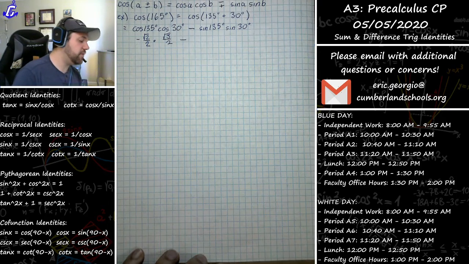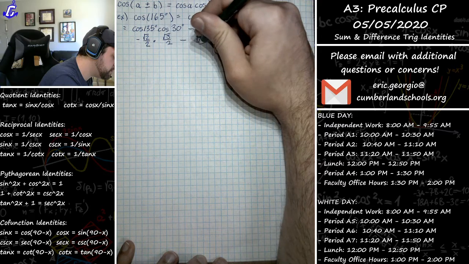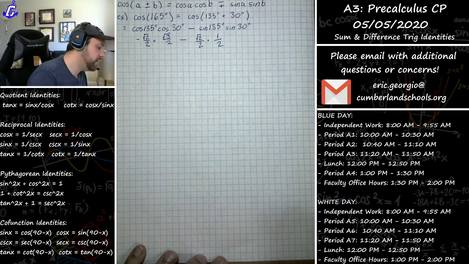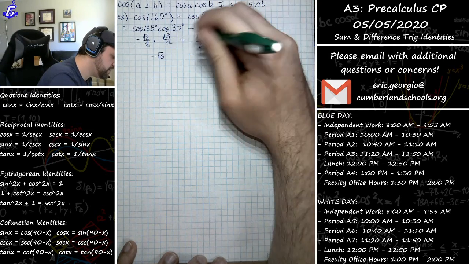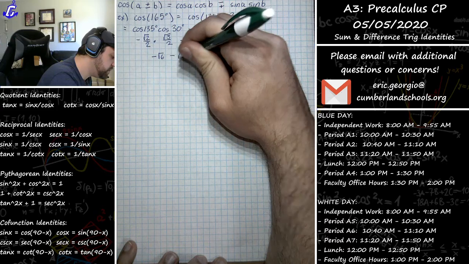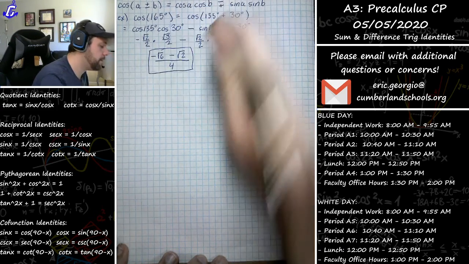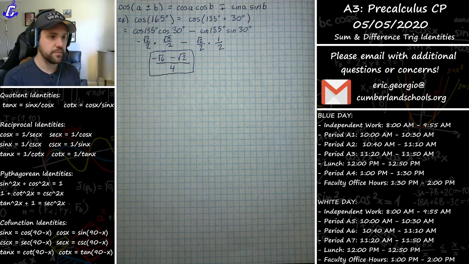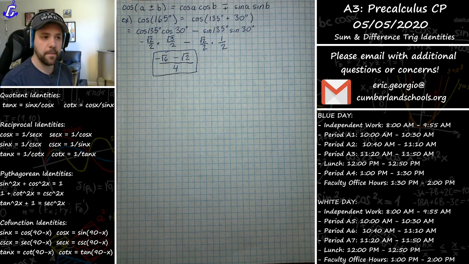Minus sine of 135. Well, sine of 135 is going to be positive rad 2 over 2, times sine of 30, that's 1/2. And then just combine these together, we're going to get that this is negative rad 6 minus rad 2, all divided by 4. And that would be the cosine of 165. Does that make sense how that works out? Hopefully we're feeling good.